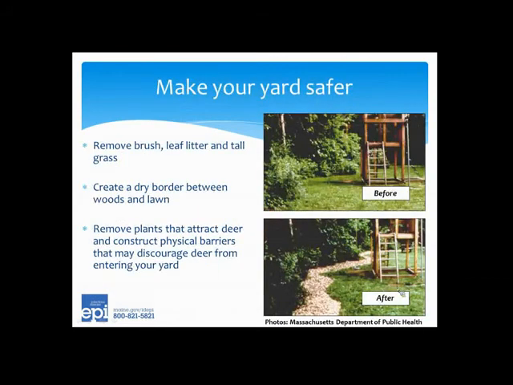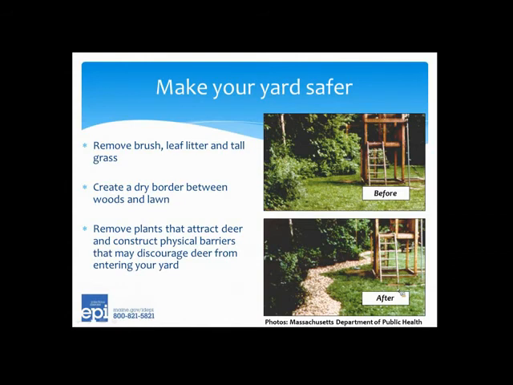There are things that you can do to make your house safer. If you can keep your yards, playgrounds, or school areas clear, if you can remove the brush, leaf litter, and tall grasses, that's going to help reduce the number of ticks. Ticks, again, are very susceptible to drying. So if you have property that is up next to the woods, if you can create a dry border between your property and the woods, that is going to reduce the number of ticks. Ticks will not be able to cross that by themselves.